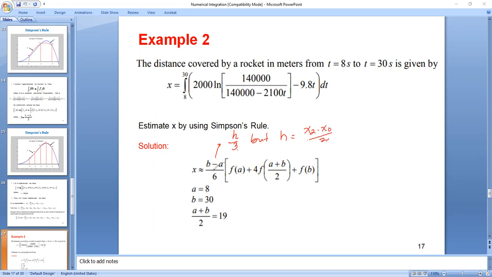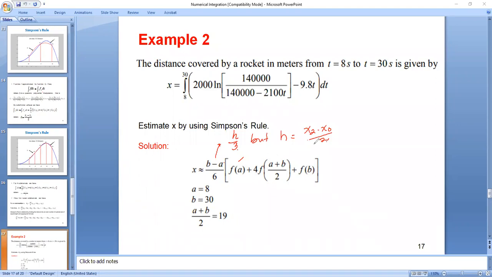X sub 2 is your b, which is 30, your a is 8, and you have divided by 6 because this 2 goes down together with this 3. So you have already 6. Then it should be multiplied to the f of a plus 4 times the f of (a plus b) divided by 2 plus f of b. This is again the formula for a 2-division Simpson's rule.